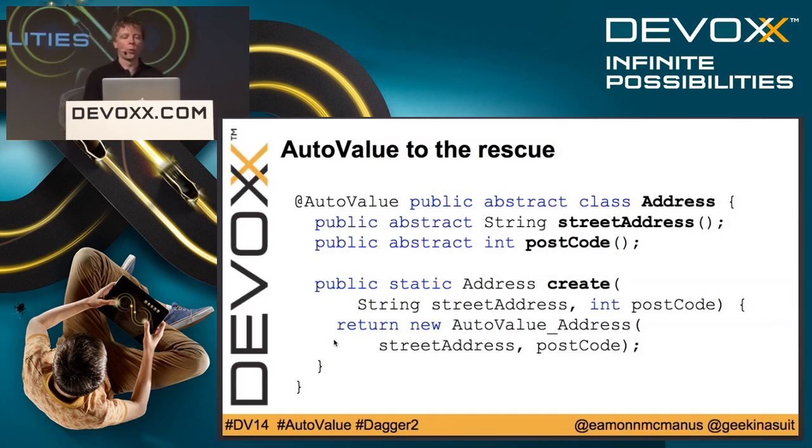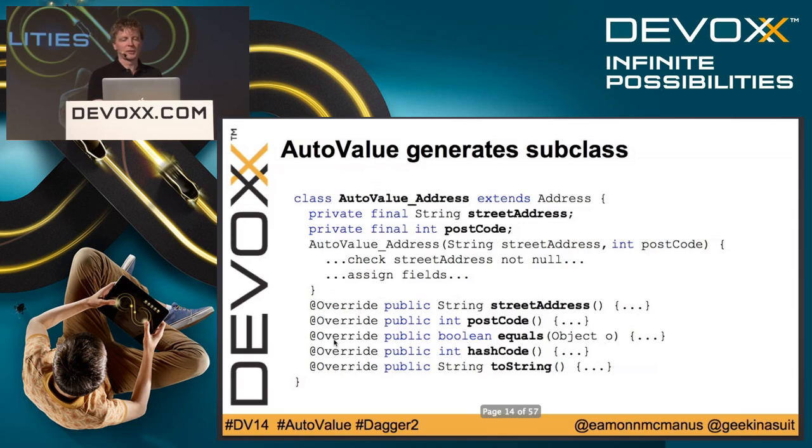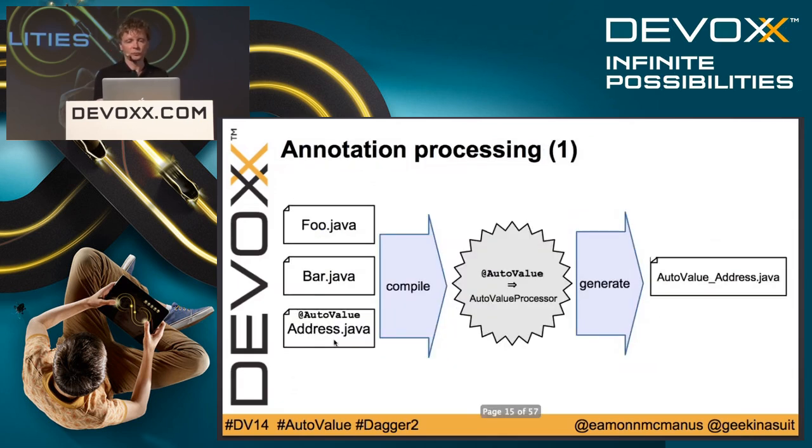Once we have that, you can just add a create method, and the create method is going to call, this is the interesting part I guess, return new AutoValue_Address. So that's the generated class. The annotation processor is running, and it's going to generate this class AutoValue_Address. And you can reference it from your code, even though it wasn't there when you started your compilation, and that will work. So here's basically the subclass that it generates.